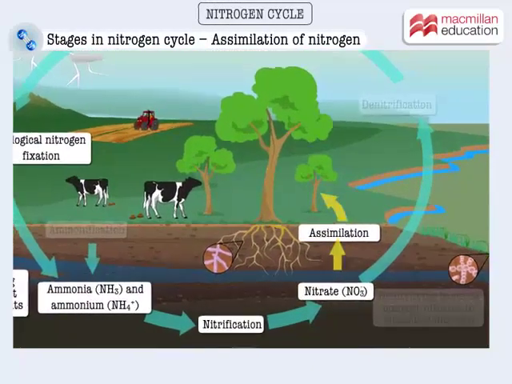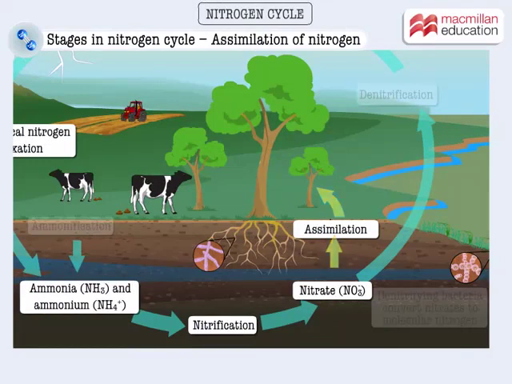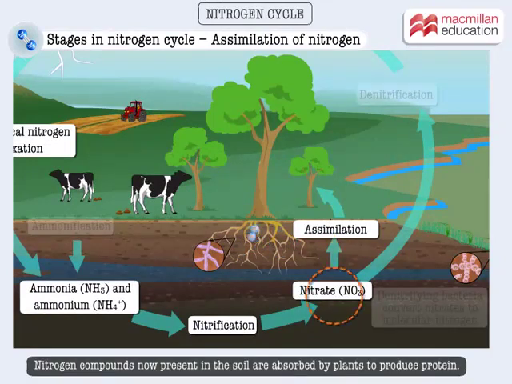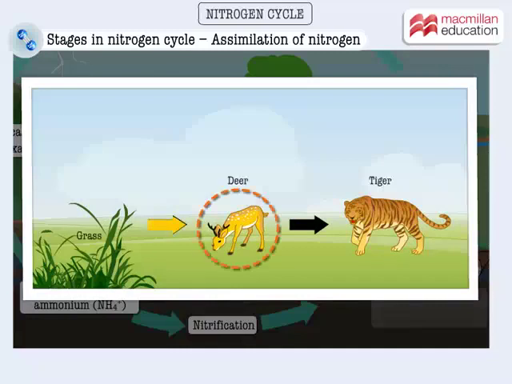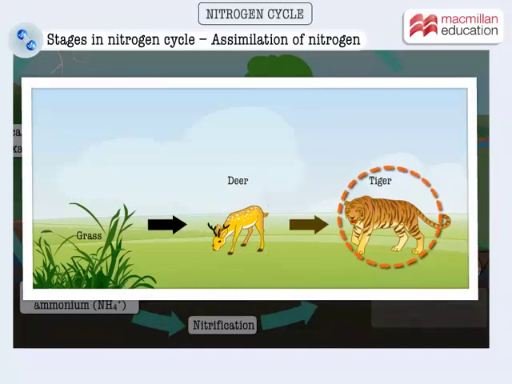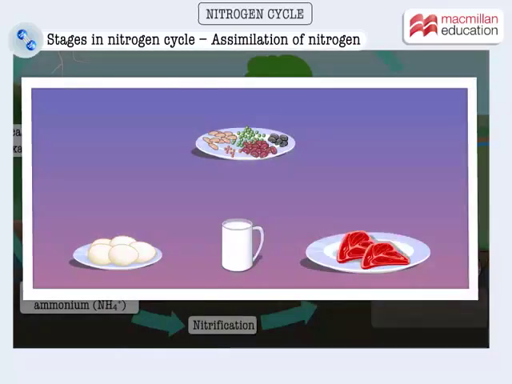The next step is assimilation of nitrogen. Nitrogen compounds containing the nitrate and ammonium ions now present in the soil are absorbed by the plants to produce proteins. Animals that feed on plants get nitrogen in the form of proteins from plants. Flesh-eating animals get nitrogen from the animals they prey on. We humans get our requirement of nitrogen in the form of proteins from both plants and animals.